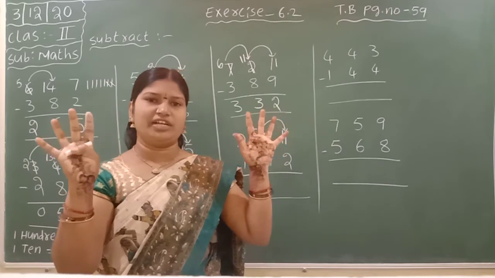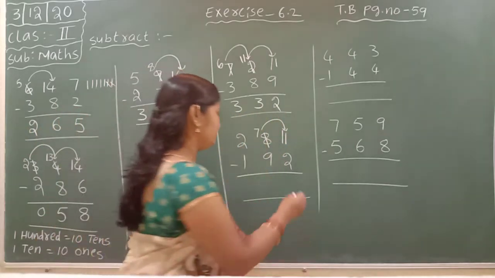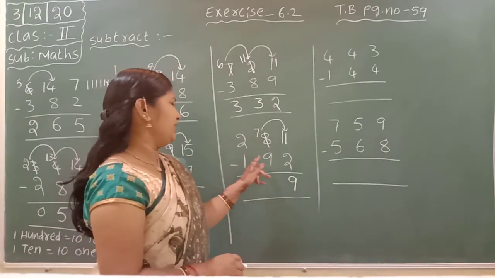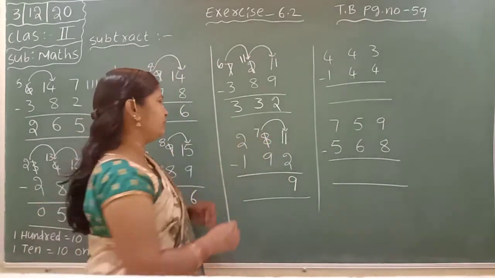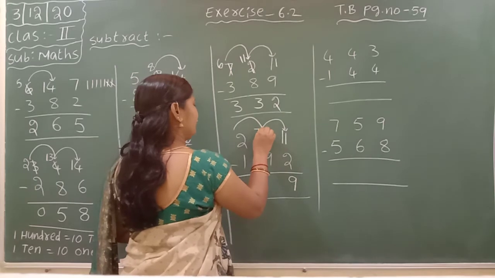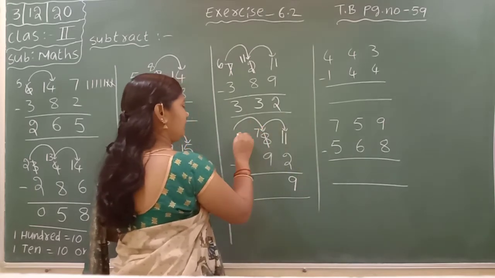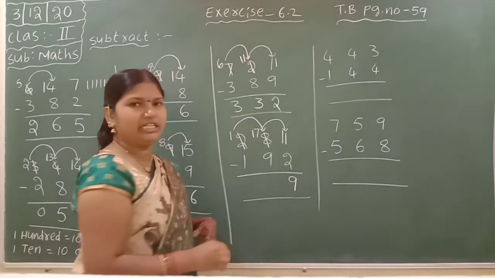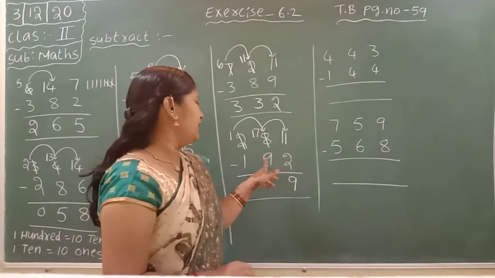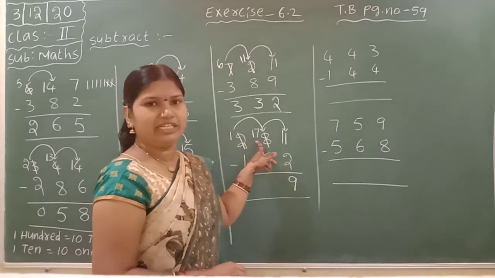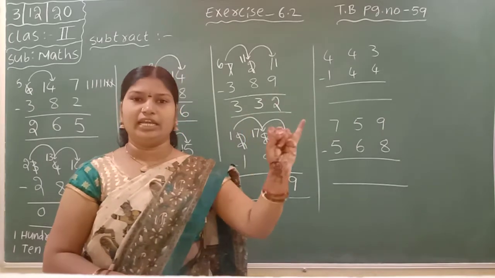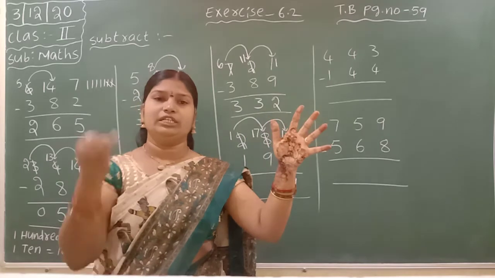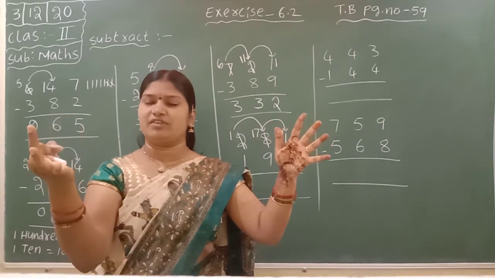How many fingers did I open? 9. So the answer is 9 in the ones place. 7 minus 9. Not possible. Take regrouping. 2 gives one, so this becomes 1. This becomes 17. Okay. 9 after, count up to 17. 9 after 10, 11, 12, 13, 14, 15, 16, 17.